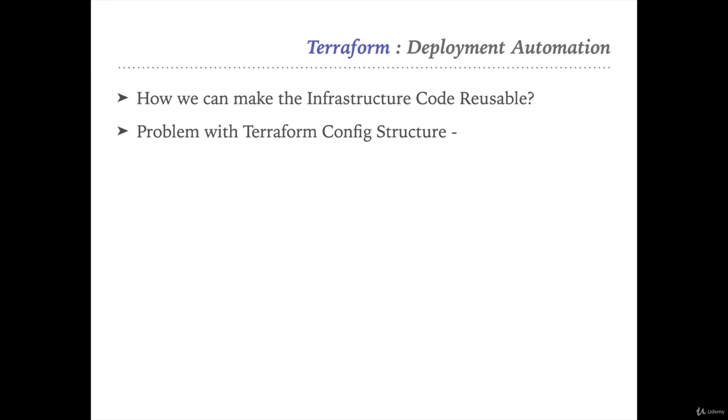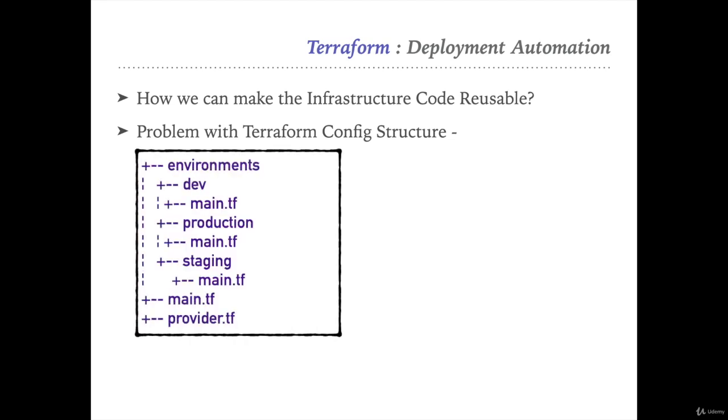We are already aware of the problem. We have seen it in the earlier labs, but let's discuss a use case with a Terraform configuration file structure. Suppose we have a structure like this. We are working on different environments: development, production and staging. All these environments have files like main.tf. We also have a main.tf at the parent level, at the same level as the environments, and we have a provider.tf.